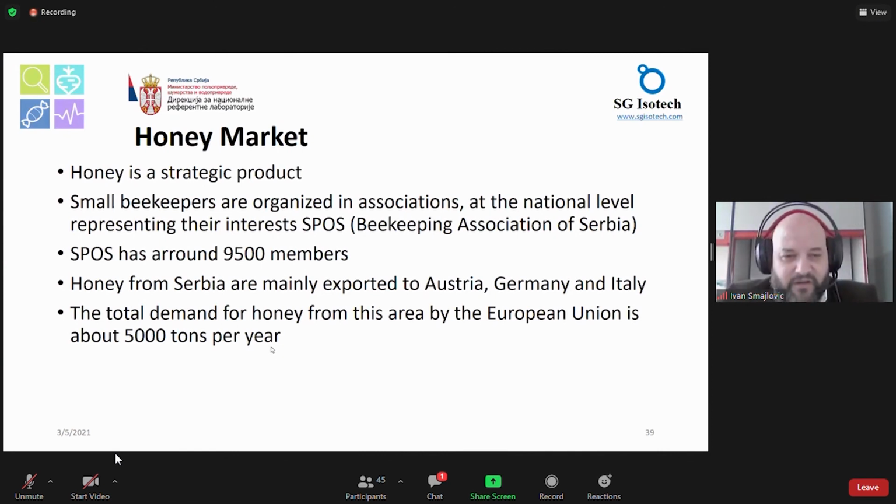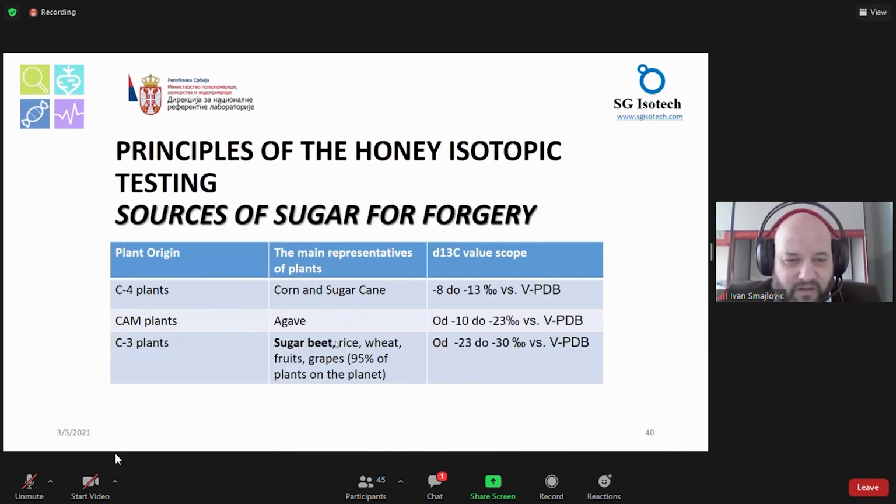The same table I already showed you before about C3. Counterfeiting of honey can be direct or indirect. Direct is when you are mixing sugar syrup directly with honey. Indirect is if you feed your bees with sugar syrup.